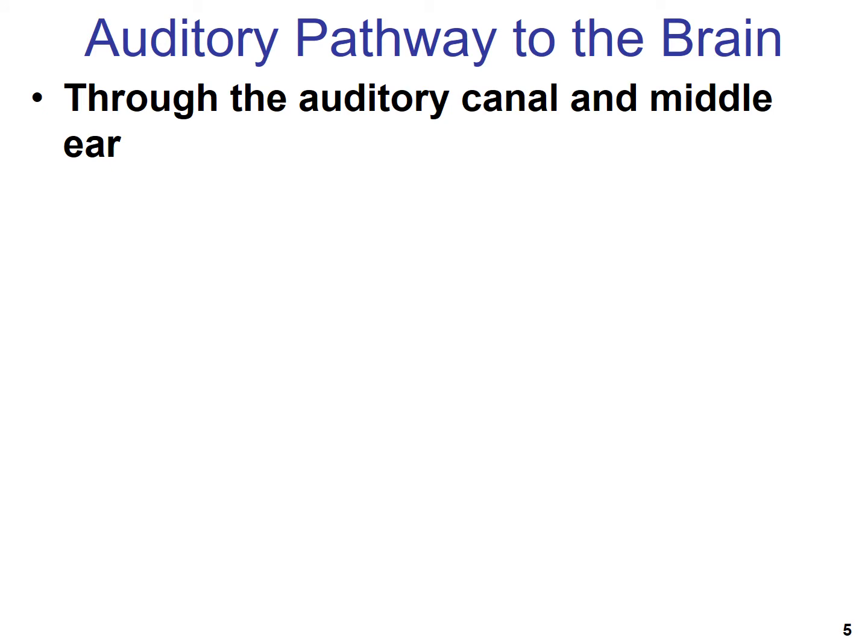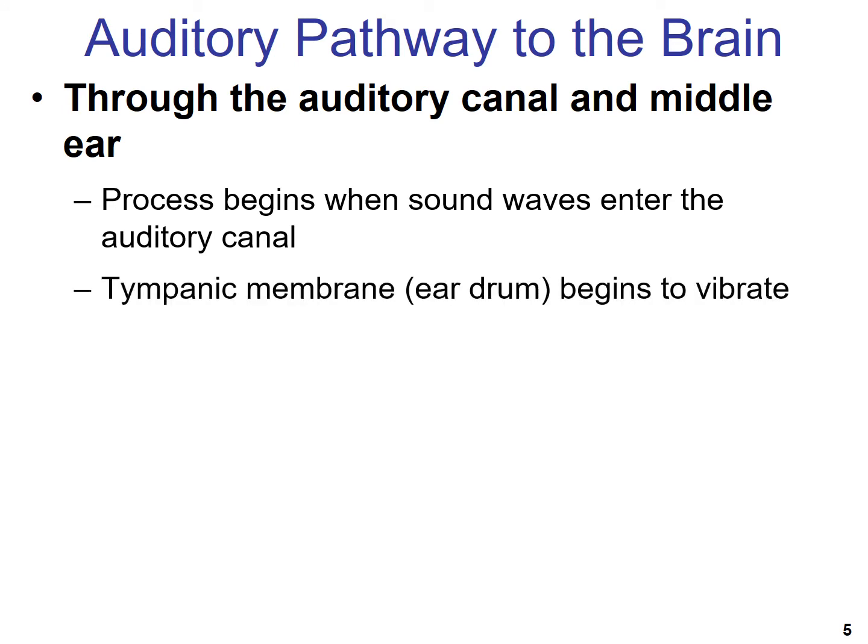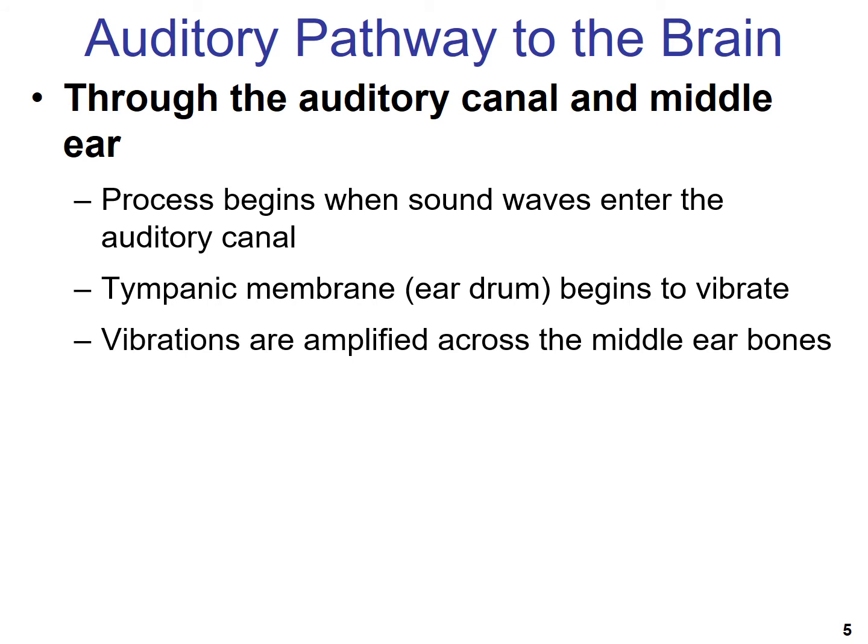Okay, so the auditory pathway to the brain is through the auditory canal in the middle ear. Again, our process begins when sound waves enter the auditory canal, and this will vibrate the tympanic membrane, or eardrum. These vibrations get amplified across the middle ear bones. One thing that can happen with age is that the connection between the middle ear bones becomes less flexible, and as a result, you don't get as much transmission of the sound, and so you can have hearing loss, especially in the higher frequencies.